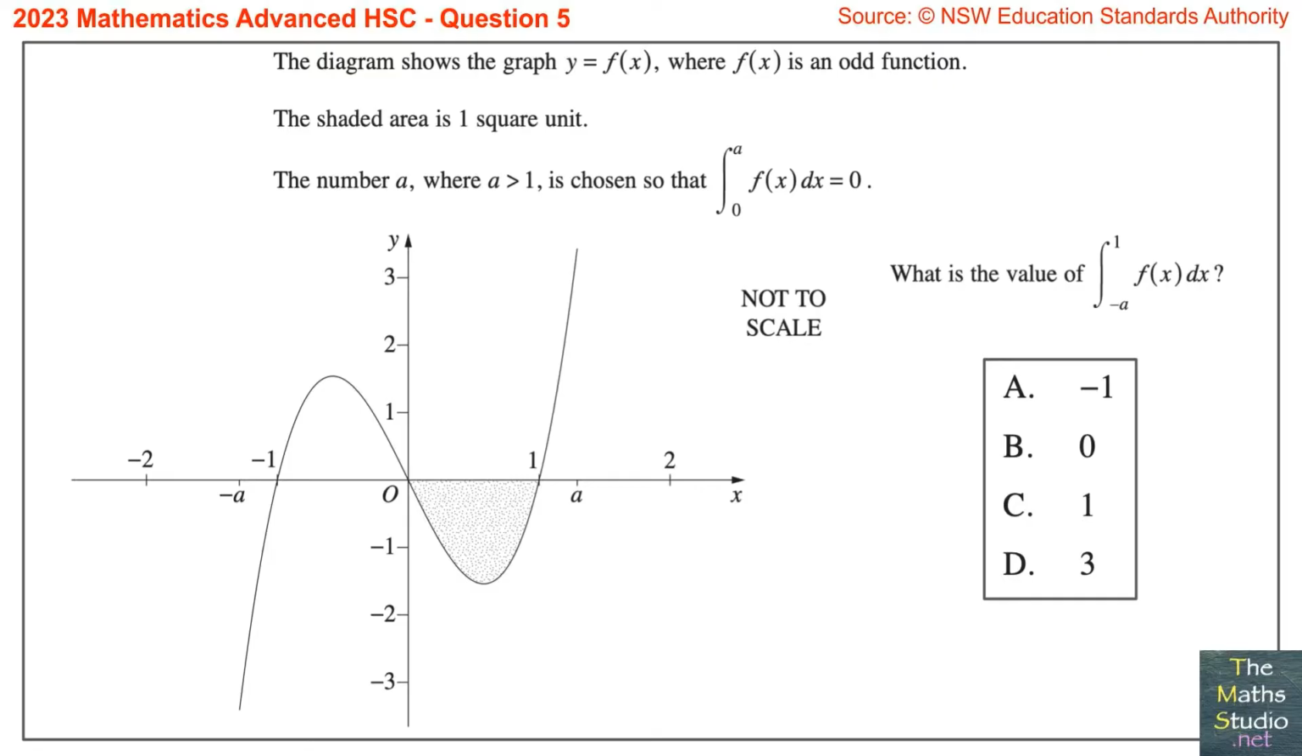Question 5. The diagram shows the graph of y equals f of x, where f of x is an odd function. The shaded area is 1 square unit. The number a, where a is greater than 1, is chosen so that the integral of f of x dx from x equals 0 to x equals a equals 0. What is the value of the integral of f of x dx from x equals negative a to x equals 1?